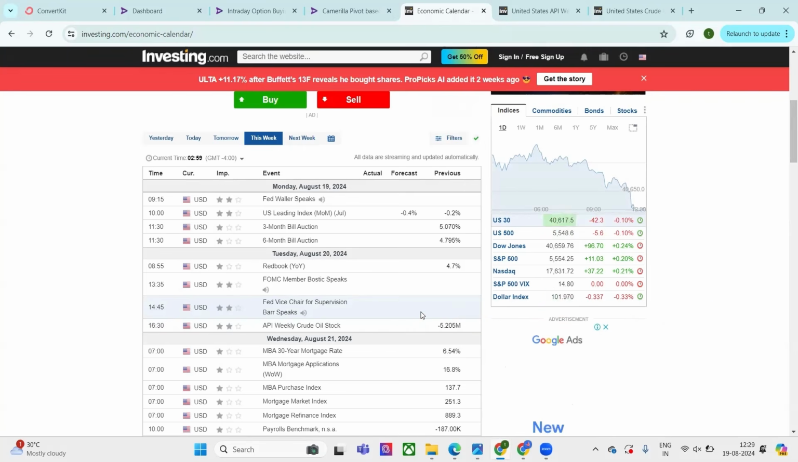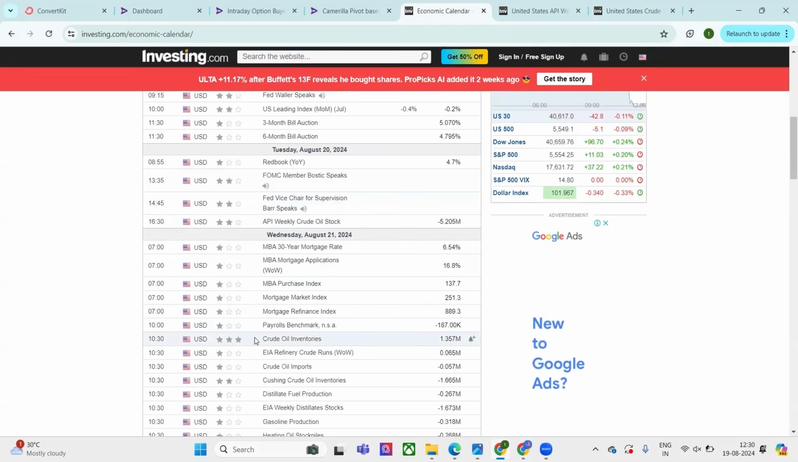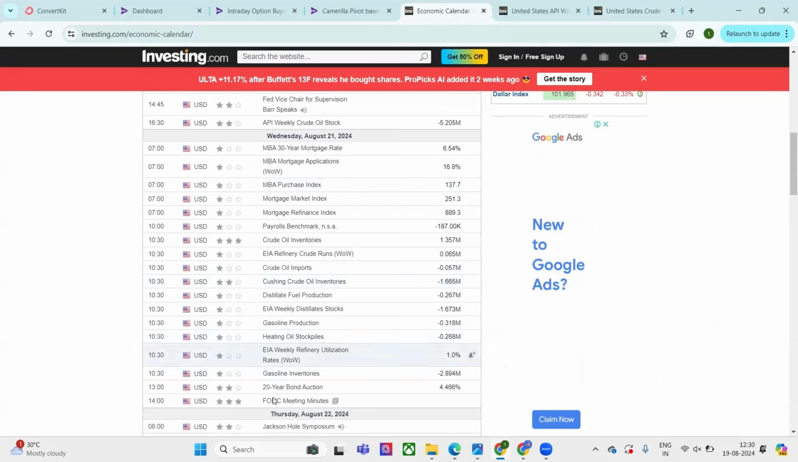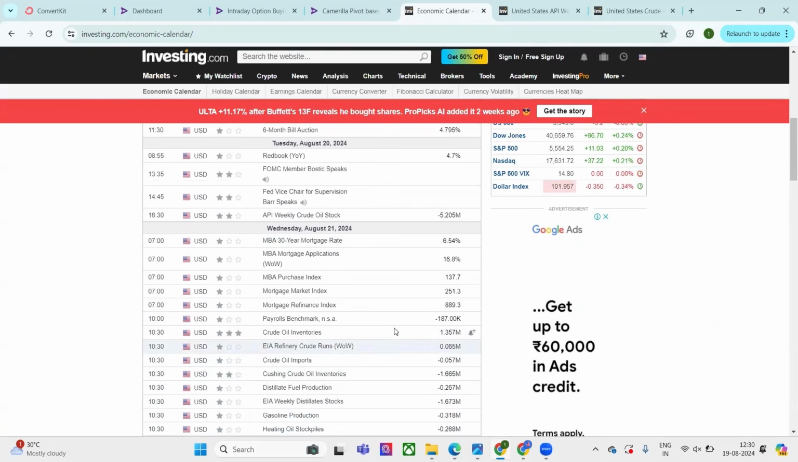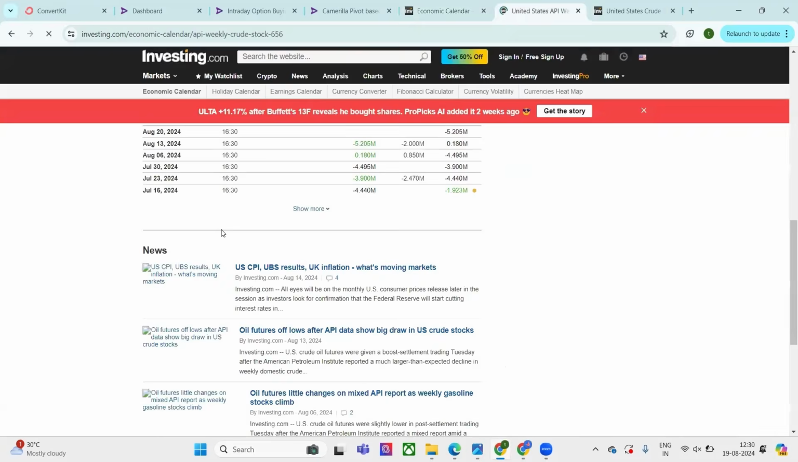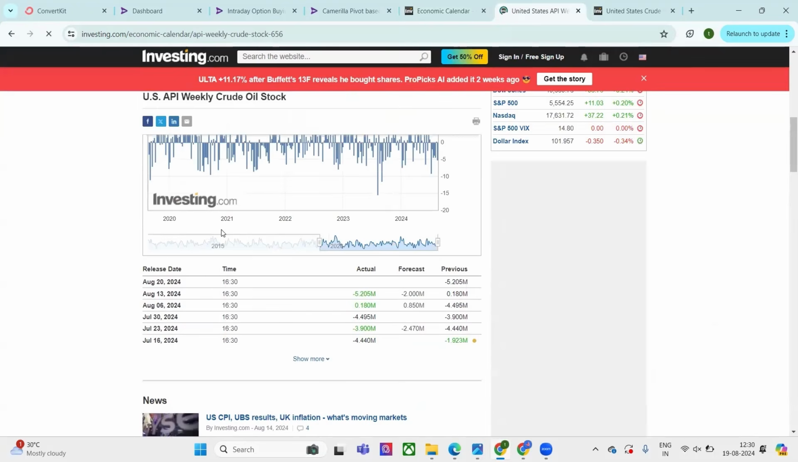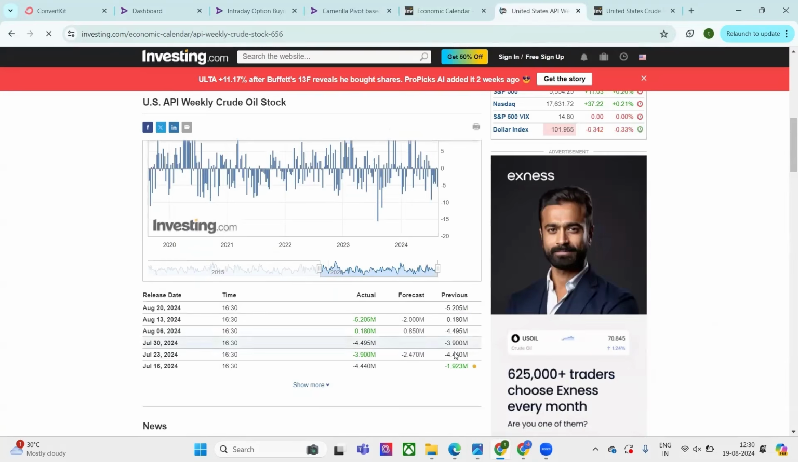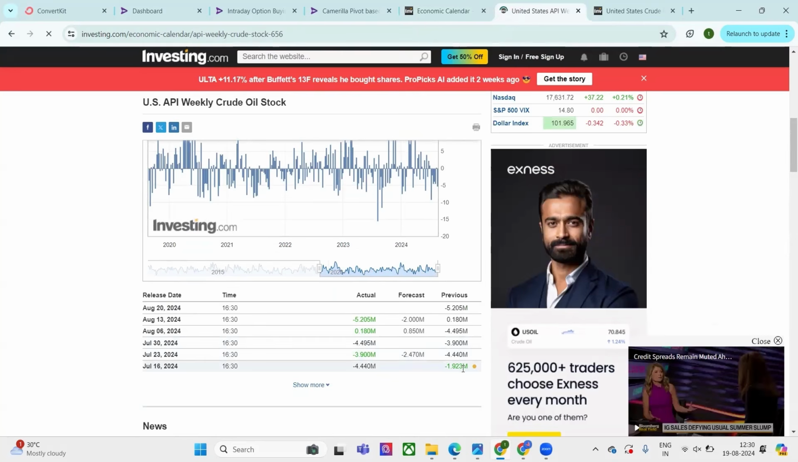Now, you can see the stars, and then you can understand the events. The more stars, the more importance, like the FOMC meeting minutes, etc. You can again get the API inventory by searching for it. Looking at July 16th, this is the data. The same you will get here as previous. This is the previous, this is the forecast, and this is the actual.